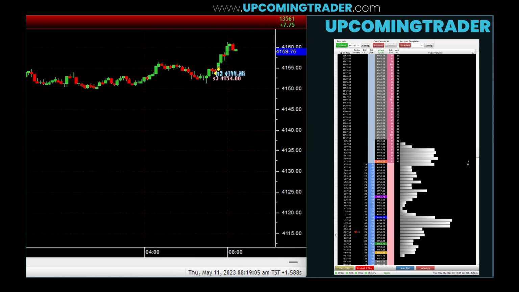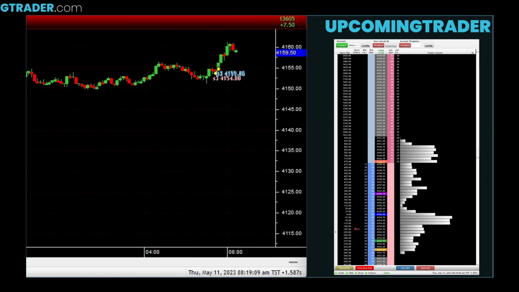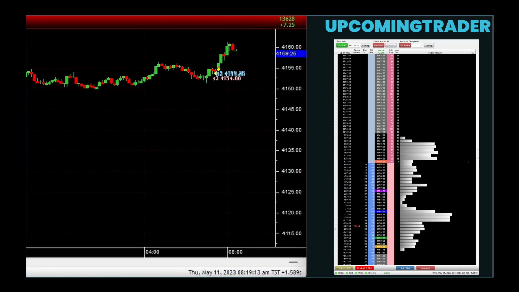A hammer looks like a small body with a long lower wick, kind of like a hanging hammer. It forms after a downtrend and signals that buyers are stepping in, and that a reversal could be on the horizon. The inverted hammer is similar but upside down, and it often signals a reversal after a downtrend as well.